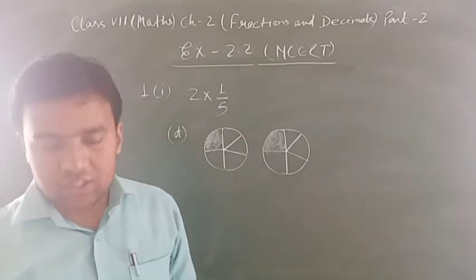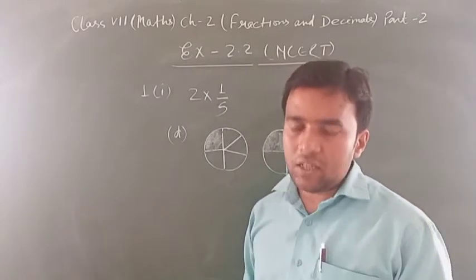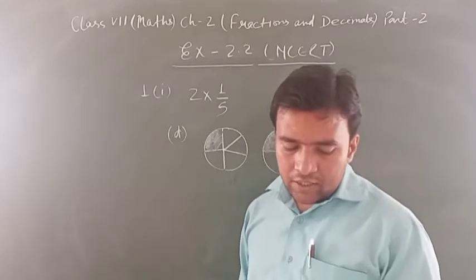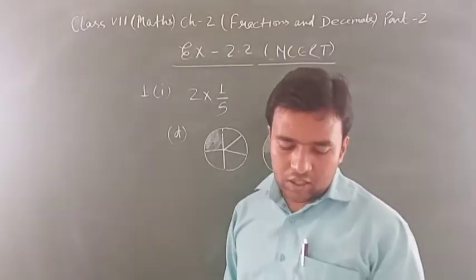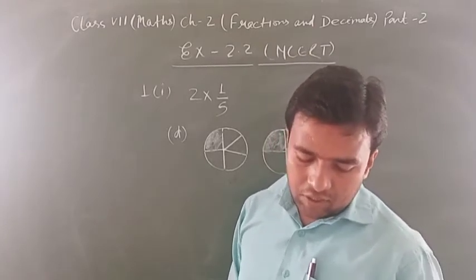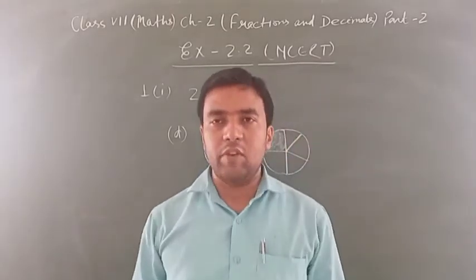There is also a picture given and a fraction number given. Clear? So in that question, 3 into 1 by 5 is 3 by 5. So you will see where there are 3 parts. Clear? And there are 5 parts and 3 parts are shaded. Clear? Now we will see question number 3.